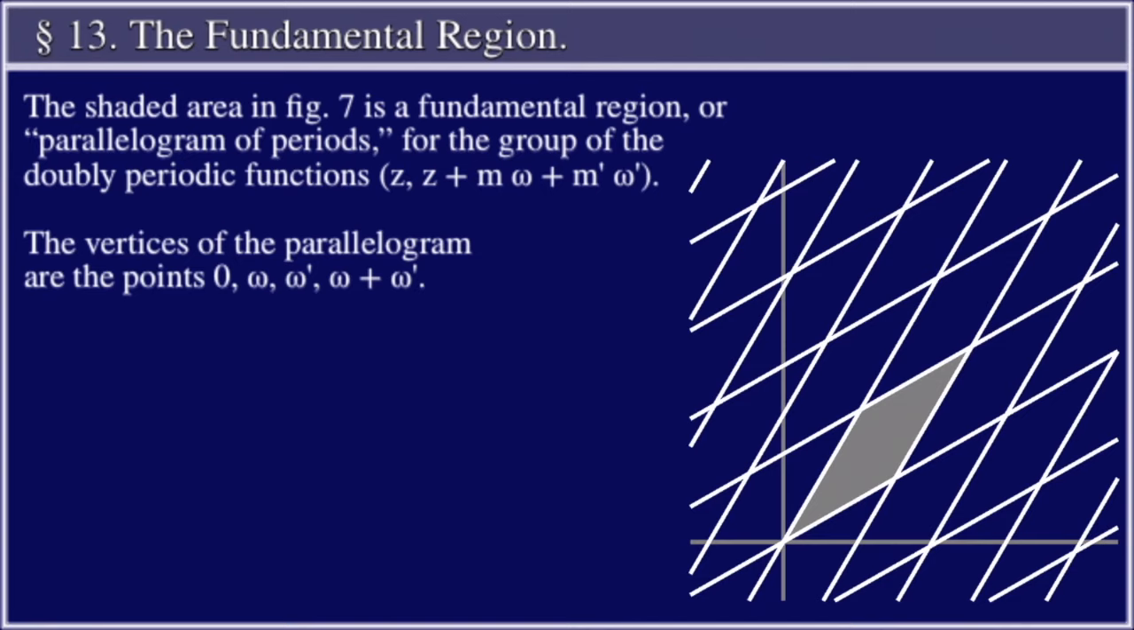The shaded region in Figure 7 is a fundamental region, or parallelogram of periods, for the group of the doubly periodic functions z, z plus m omega plus m prime omega prime. The vertices of the parallelogram are the points 0, omega, omega prime, omega plus omega prime.